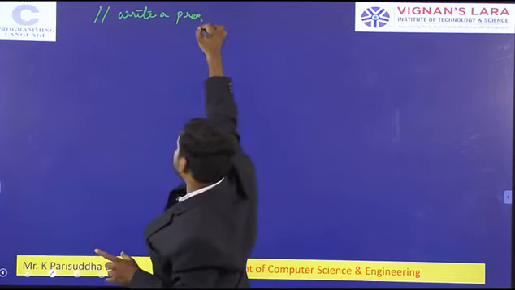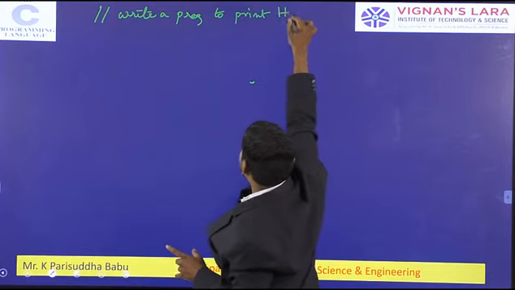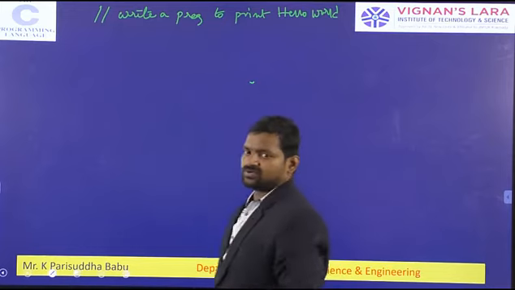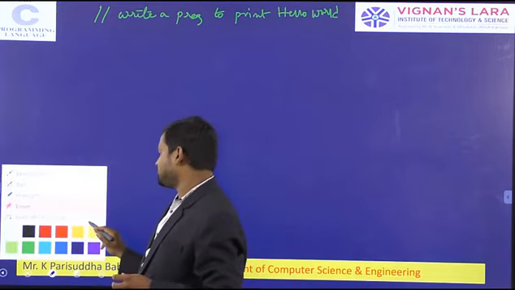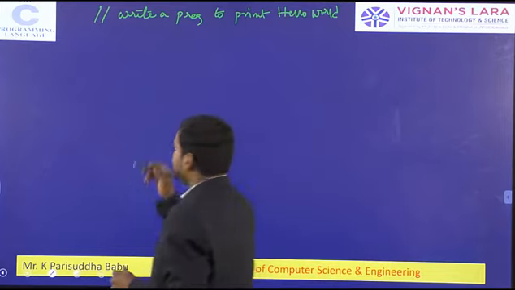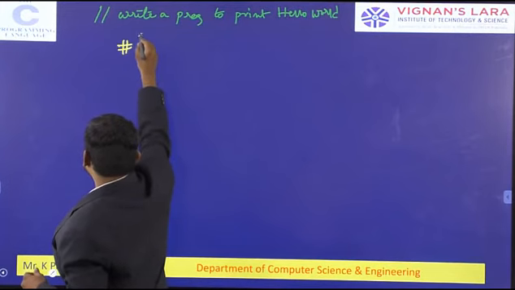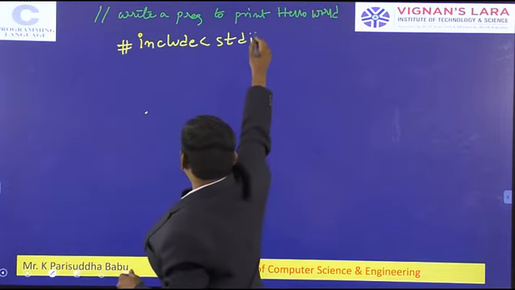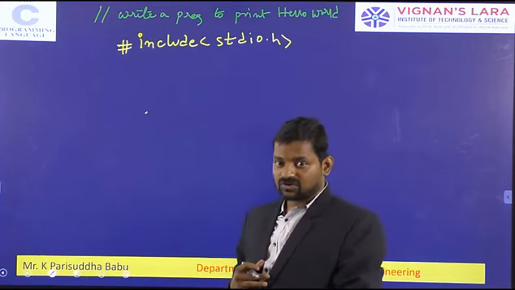Write a C program to print hello world. If we want to print hello world, we just have to use a comment line. After that comment line, we have to use hash include stdio.h. Hash include stdio.h, the standard input output header file.